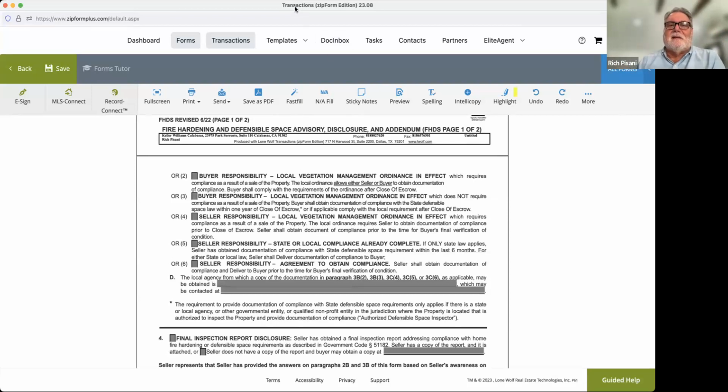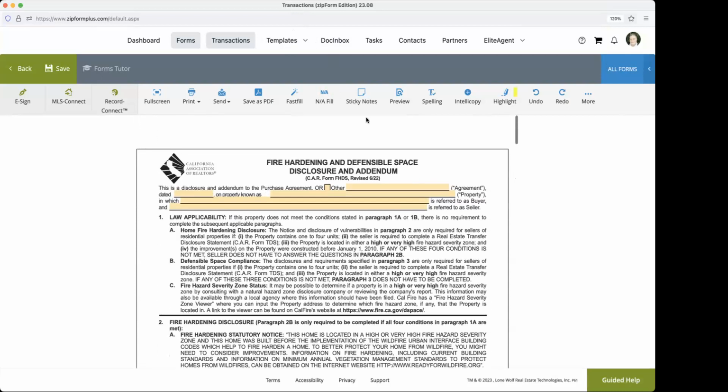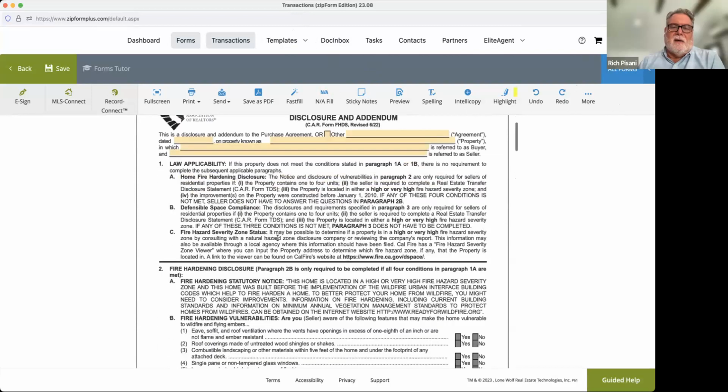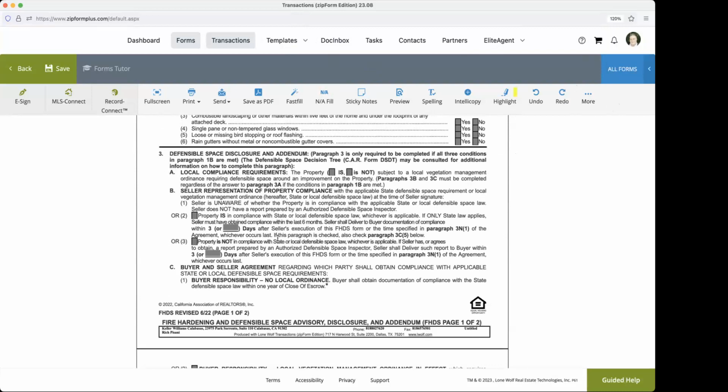Going back to page 1, can you go down to number 3, 3A? I know you mentioned it, but I messed up. Local ordinance requirement, the property is or is not. Are we going to go back to NHD to see if it is or it's not?